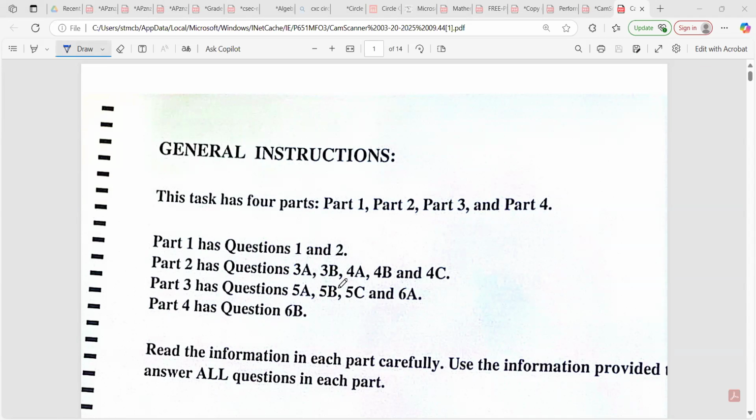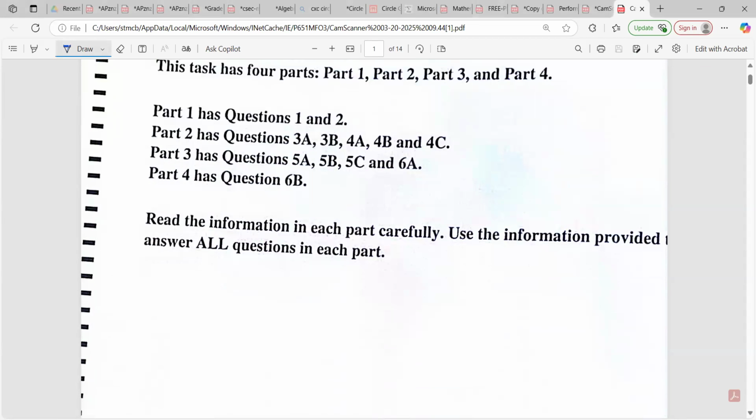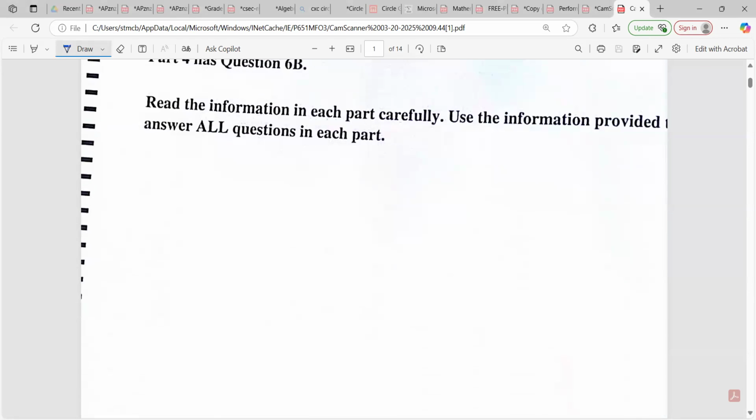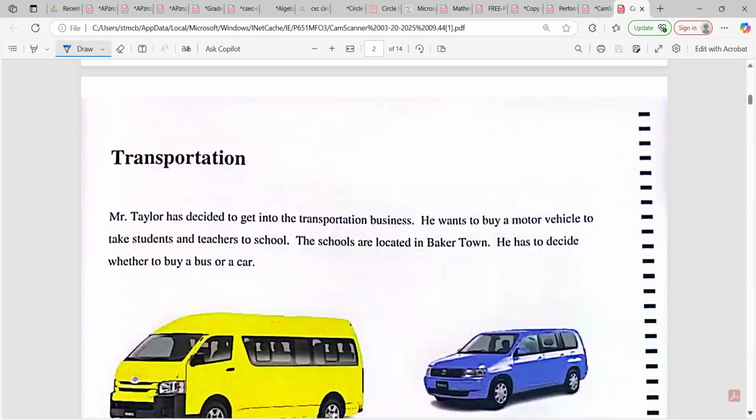Part 1 has question 1 and question 2. Part 2 has question 3A and 3B. And part 3 has question 5A, 5B, 5C, and 6A. Read the information carefully and use the information provided to answer all the questions.